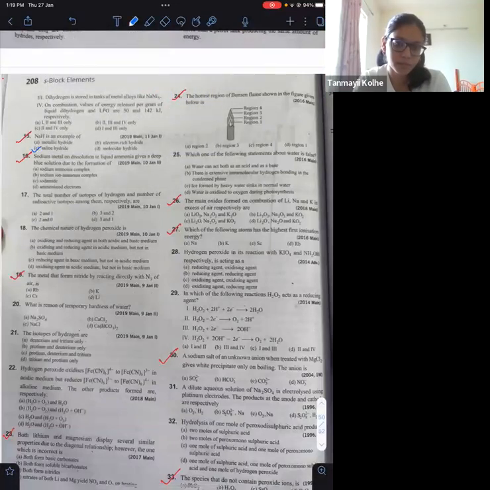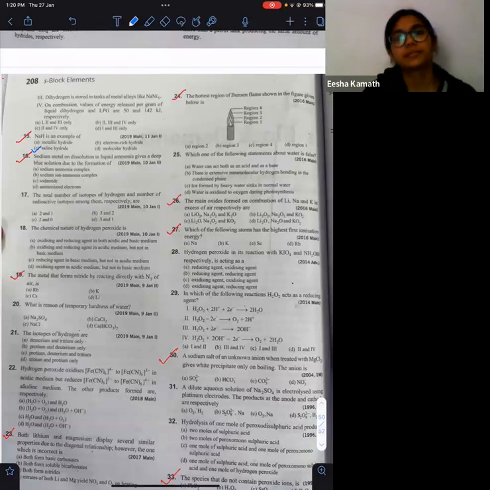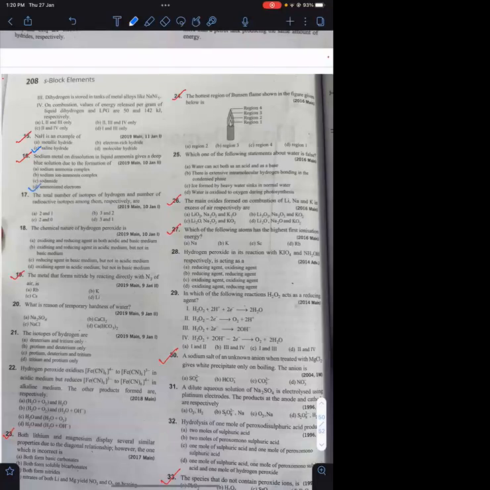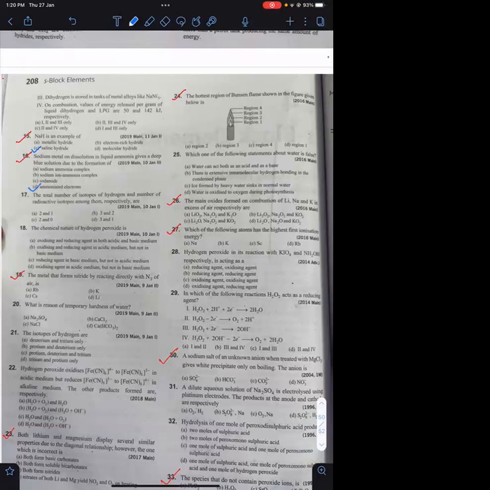Exactly. Question number 16. Sodium metal on dissolution in liquid ammonia gives a deep blue solution due to the formation of. Answer? Ammoniated electrons. वही ammoniated electron की वजह से और क्या properties आता है? Conductivity, and you also have reducing nature. As you are having an electron, it can also act as a reducing agent. So you have ammoniated electrons, उसके वजह से उसका deep blue color है.